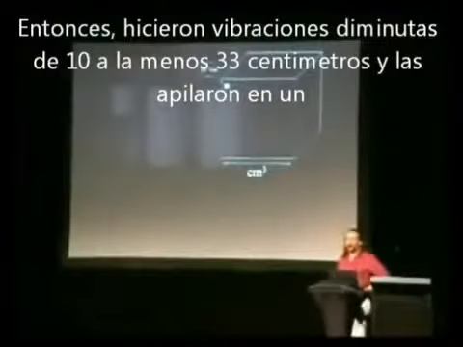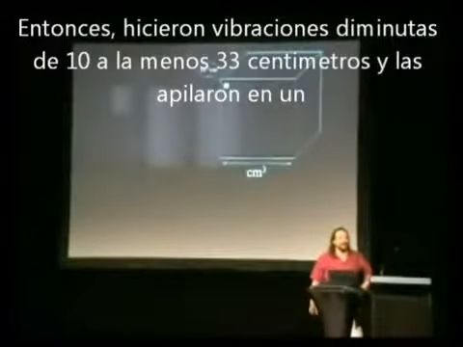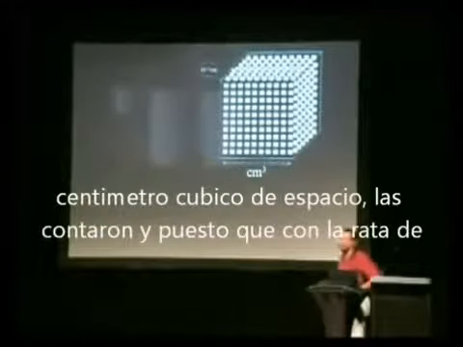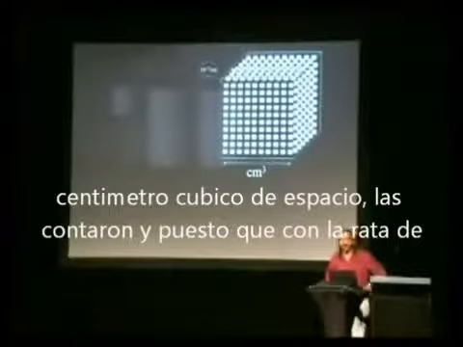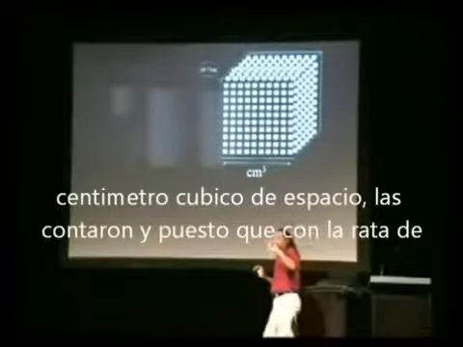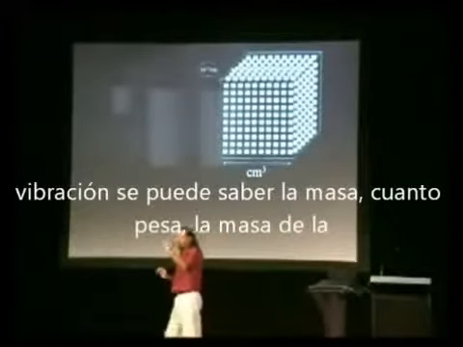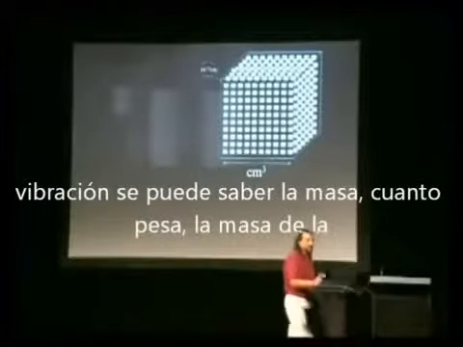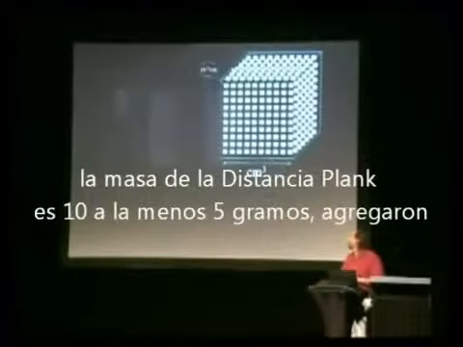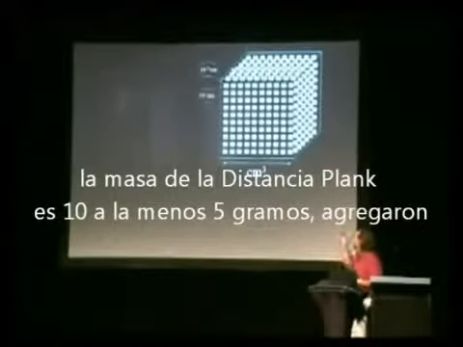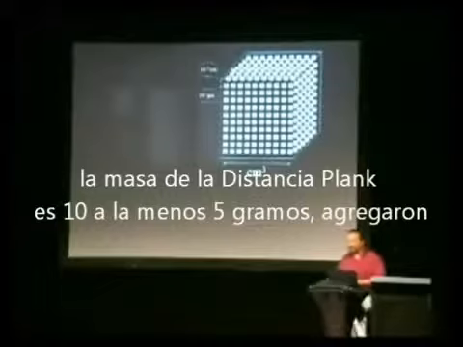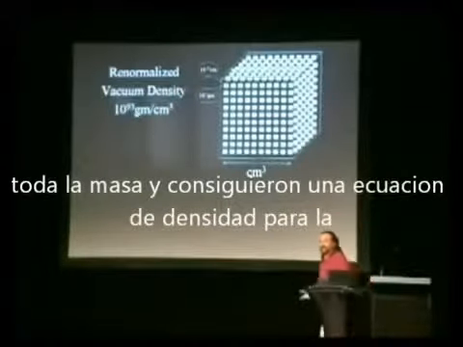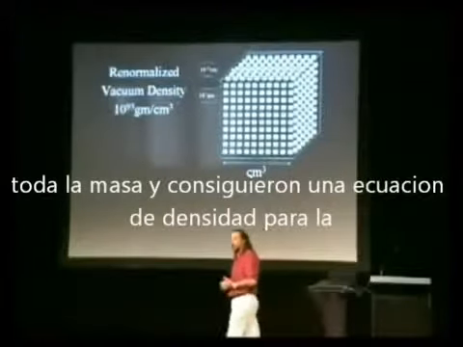So they made little vibrations of 10 to the minus 33 centimeters. They stuck them all in a centimeter cube of space. They counted them all. And since for a vibrational rate you can get a mass, how much it weighs, the mass of the Planck distance is 10 to the minus 5 grams. Then they added all the mass and got a density equation for the density of the vacuum.